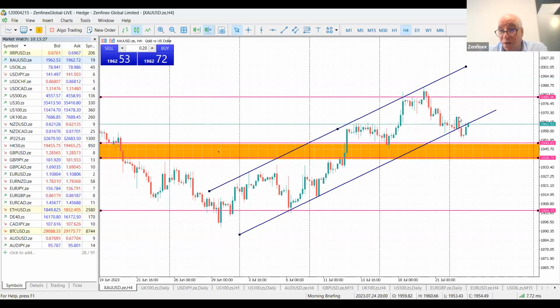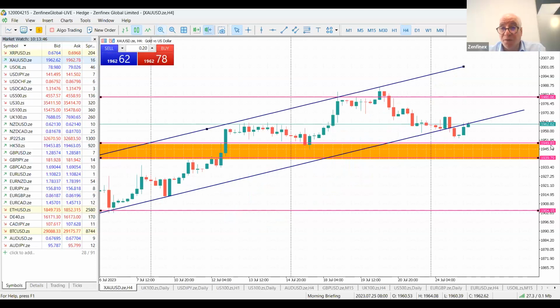So on the 4-hourly chart, we can see here that this upward channel has been respected. It's broken out of it in the last few days, but it's trying to go back into it, which indicates to me that there is still strength in this move here, for the last day or so, now on the 4-hourly.